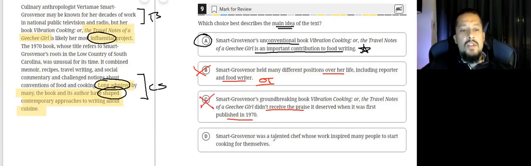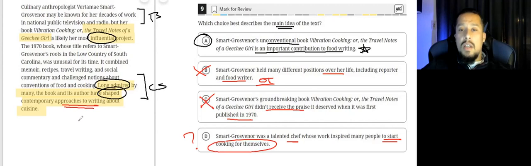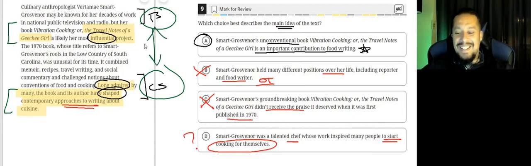Answer D. SG was a talented chef whose work inspired many people to start cooking for themselves. Well, how do we know it inspired people to start cooking for themselves? What did it do? It inspired people to change their approach to writing about cuisine. But to inspire people to cook for themselves, well, this isn't really explicitly stated. Although it might logically make sense, it needs to be stated with evidence in the text. And so answer A, we have evidence here in the beginning and here in the end, as stated in the topic and concluding sentences.